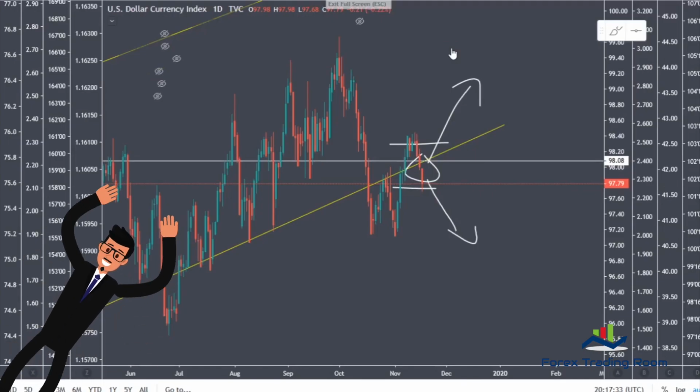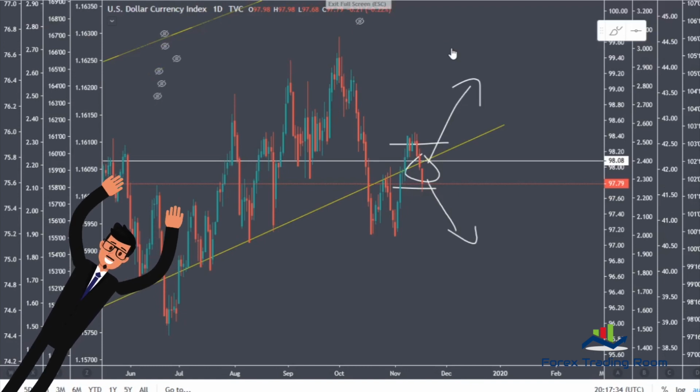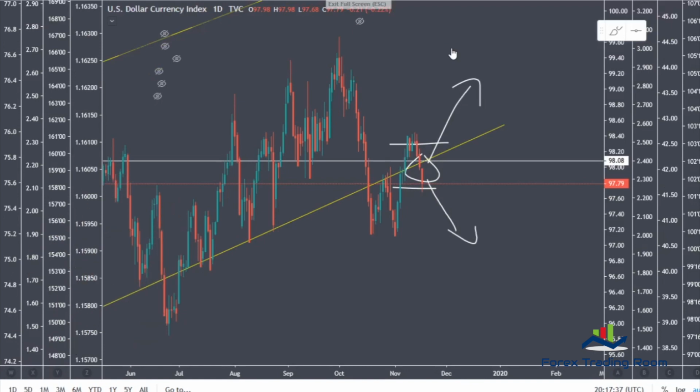Evening all, just a quick update from yesterday's analysis on the dollar. We were looking and waiting for the break through the channel. We saw the slight breakthrough and we were waiting to see if the market rebounded to the upside or continued the move to the downside.